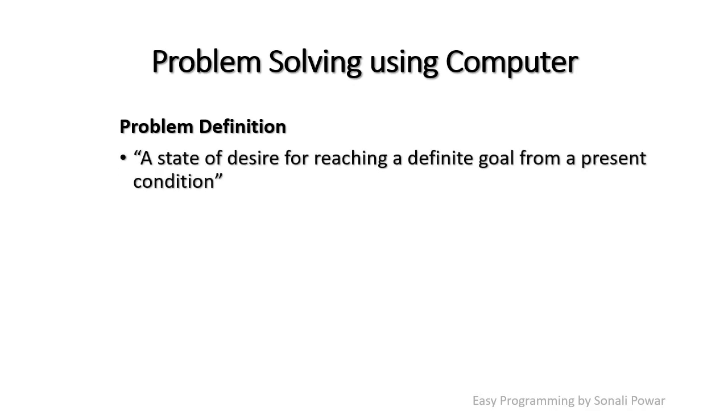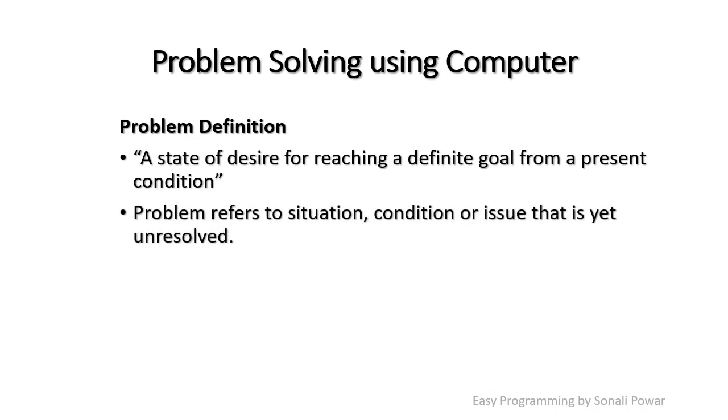A problem can be a state of desire for reaching a definite goal from the present condition. So I will say that here I know what the goal is that I have to achieve and also what the present condition is. So I will find out the steps so that I can achieve my goal from my present condition. Also, I will say that a problem is a situation or condition that is not solved by anyone.